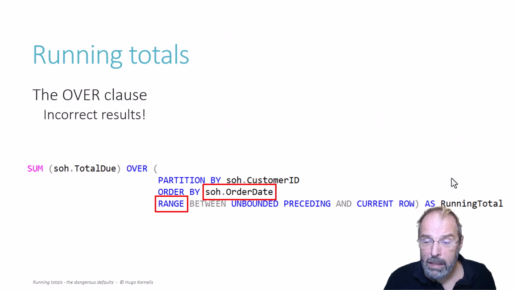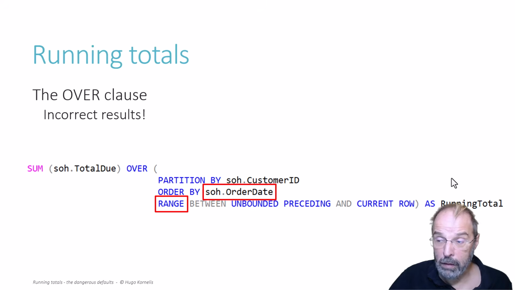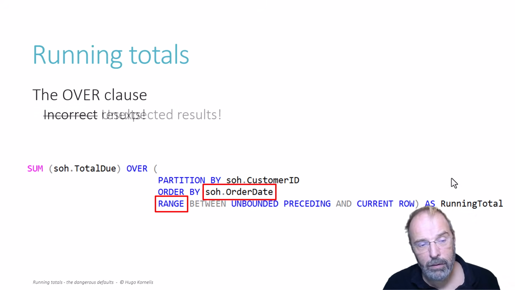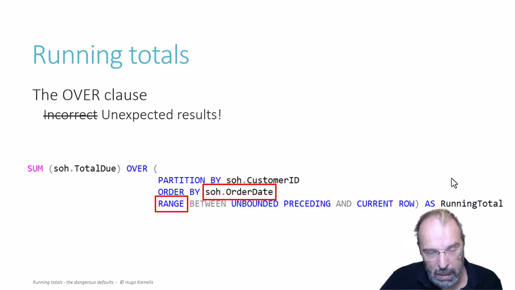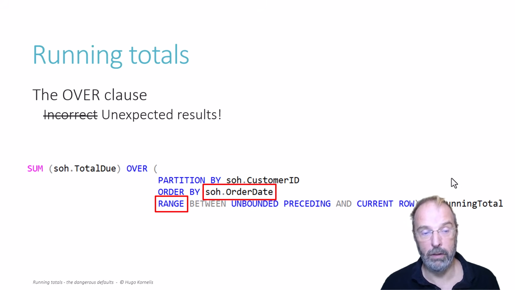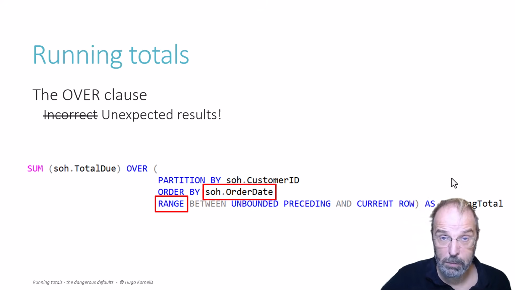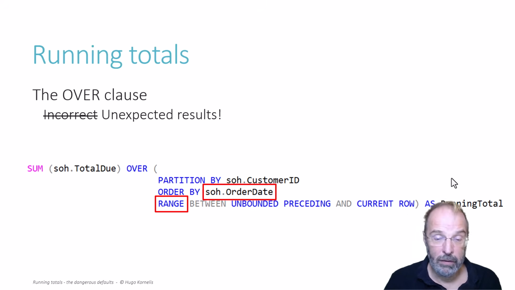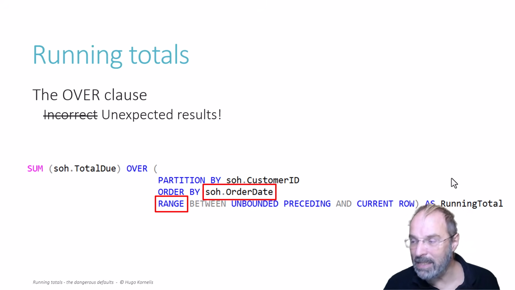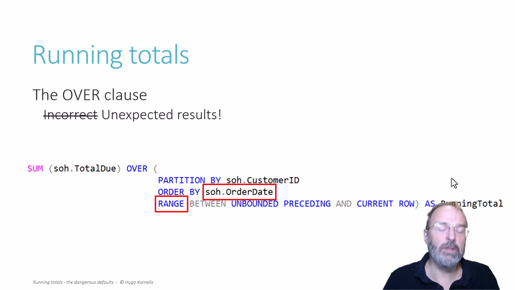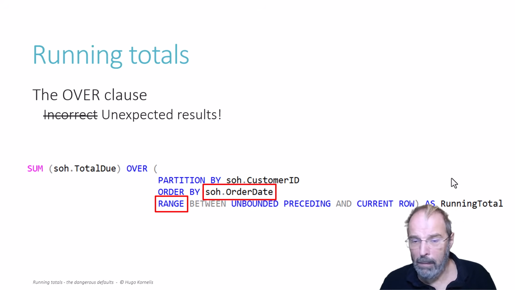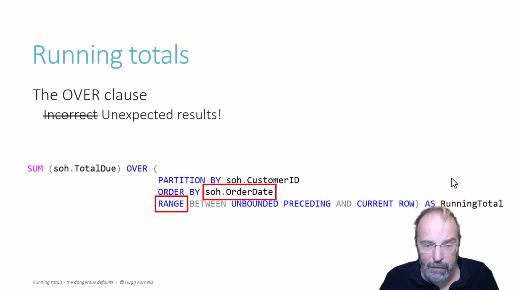So that means that even though we thought that the results were incorrect, they were actually correct, just unexpected. We didn't expect them because we thought that we specified real running totals. We didn't. We specified a functionality that is deliberately intended to return everything with the same order date as the same group. So, of course, we can fix this.